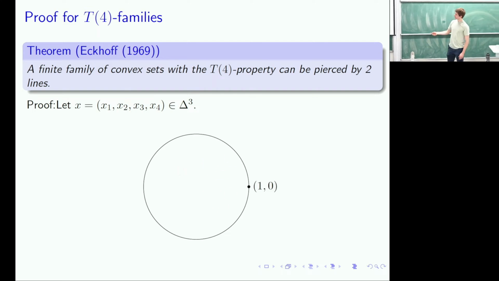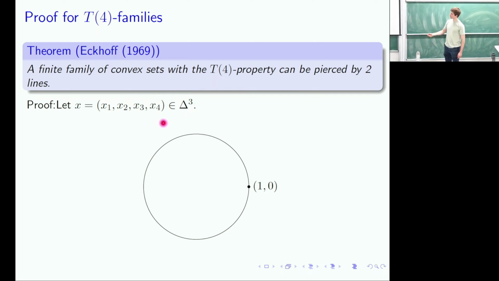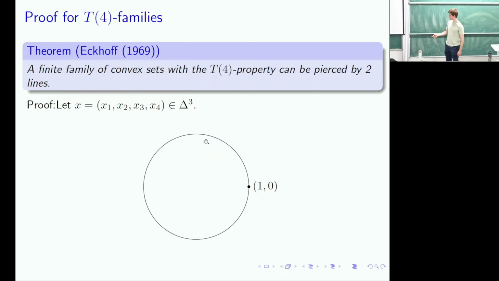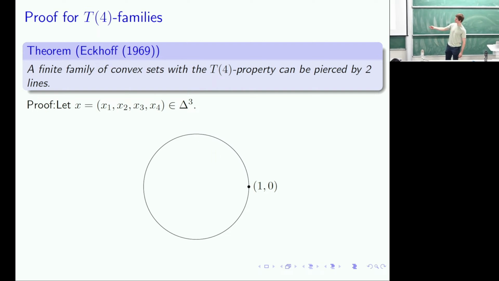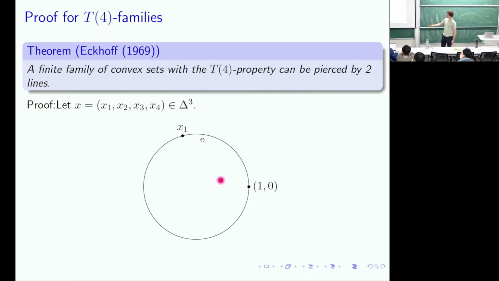And what I'll do is fix a point on the circle, and then describe how a point x in delta 3 will correspond to 2 lines and 4 regions. So we start with this fixed point (1, 0), and we take the first entry of our point x, x1, and go around the circle by an x1 amount. What I mean is that the length from our fixed point to x1 is an x1 proportion of the entire circle. So if the circle has perimeter 2 pi, then this arc will be x1 times 2 pi.